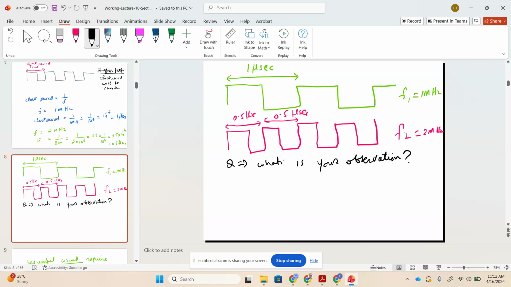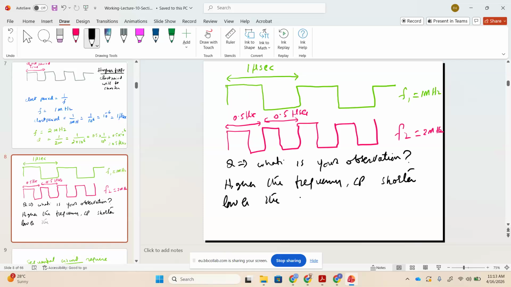So the observation is that the frequency and the time period are inverse of each other. They are inversely proportional to each other. So it means that the higher the frequency, the shorter the clock period will be. And if the frequency is lower, the clock period will be longer.